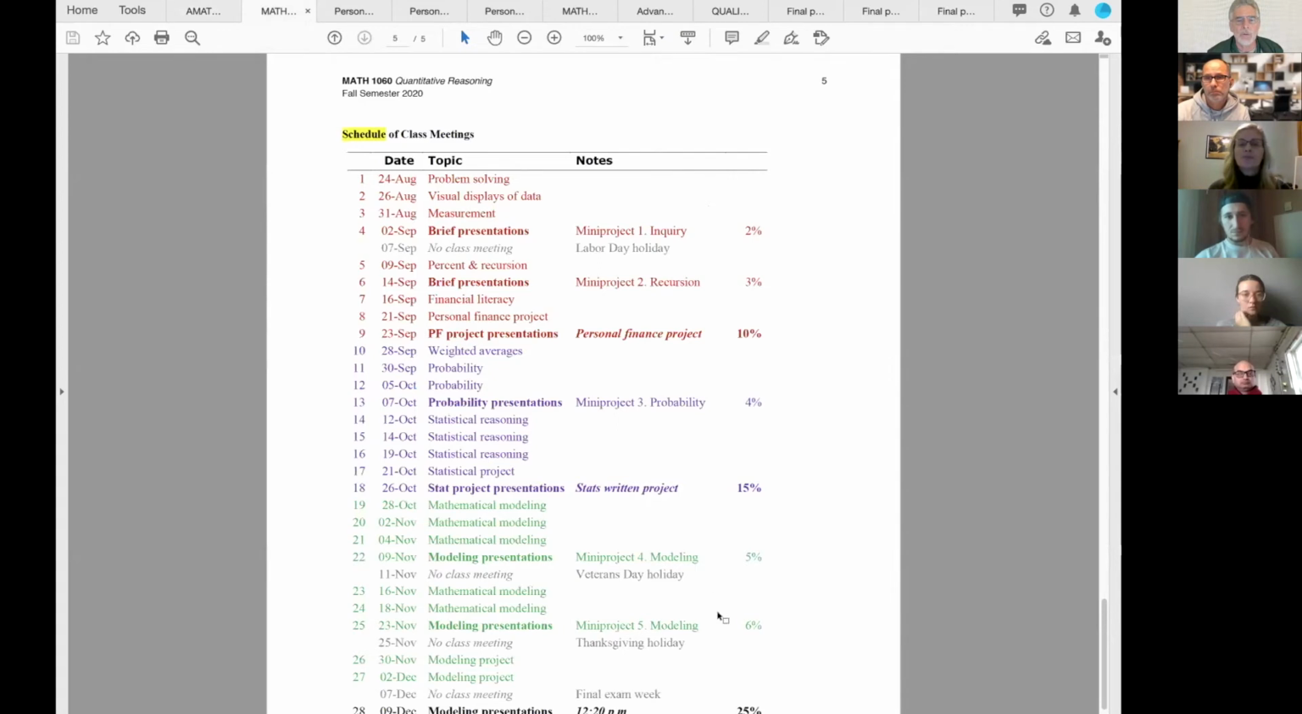So the course is divided into 3 parts. The capstone for part 1 is the personal finance project. The capstone for the second part is the stats project, and then the capstone for the overall course is the modeling project. And they're actually working on their modeling project from November 23rd, when they did their final mini project, which I used to actually be their project proposal.